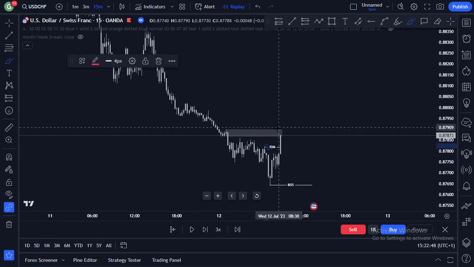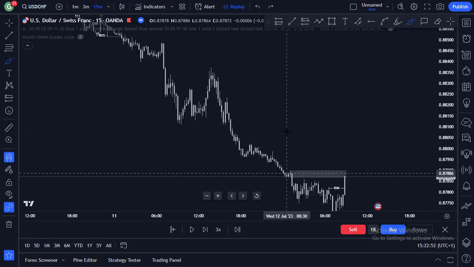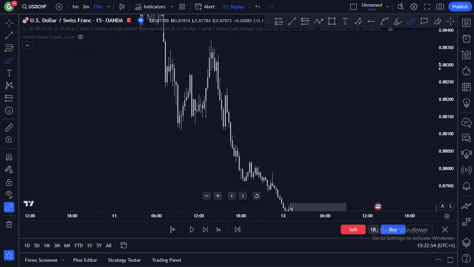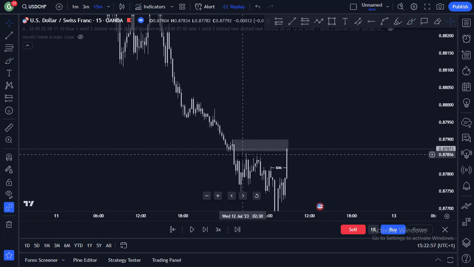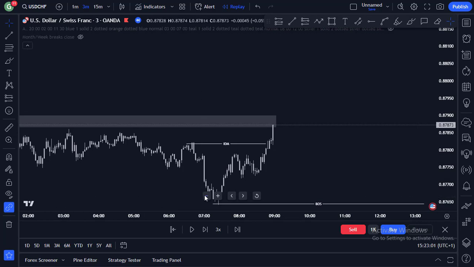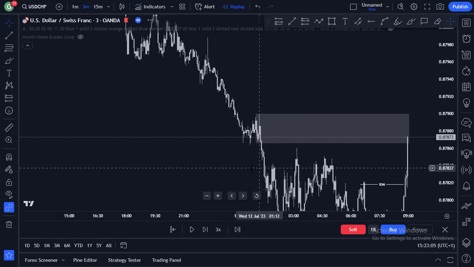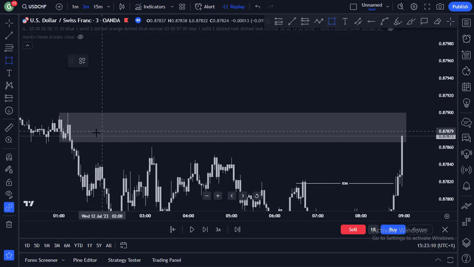After the inducement, we got this POI. So we are going to go to the 1 minute time frame to look for entry. But before we go to the 1 minute time frame, one thing I like to do is refine my POI on the 3 minutes time frame. So let's look for the refinement and see if we find any on the 3 minutes time frame. If you zoom into this, you realize that we have a very nice order block right here.